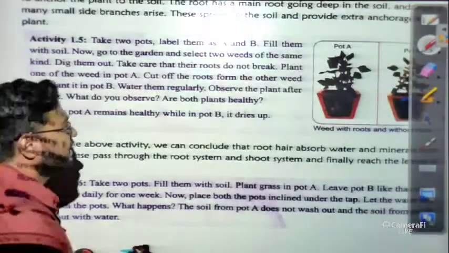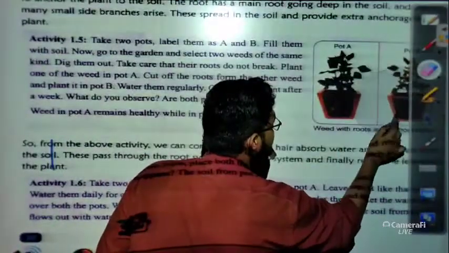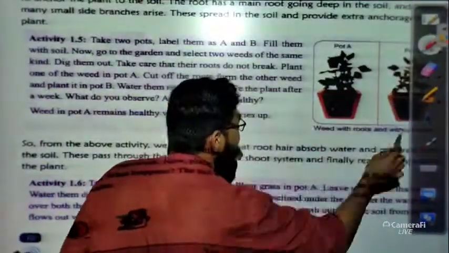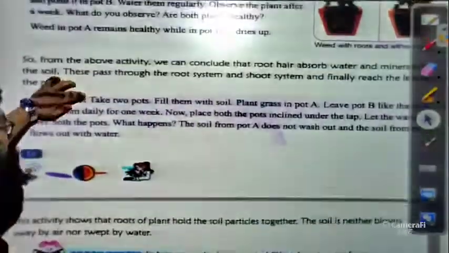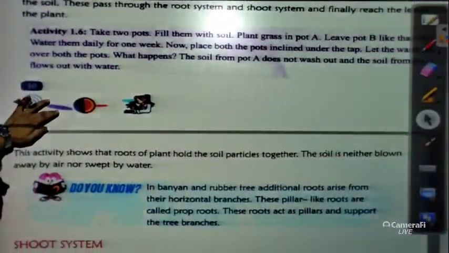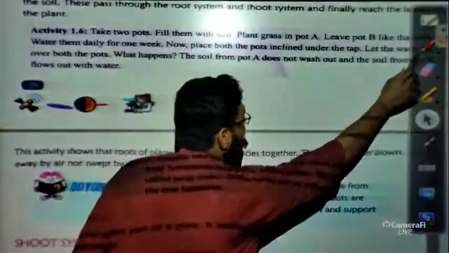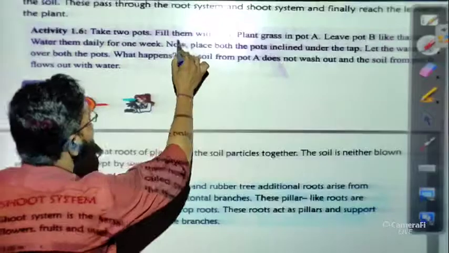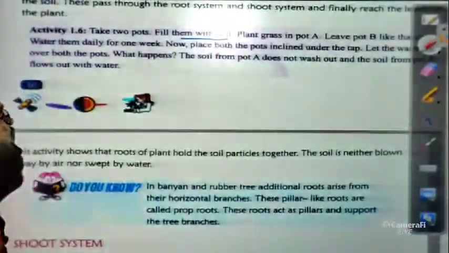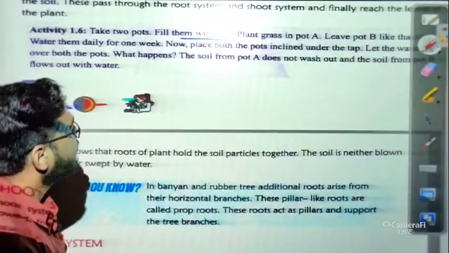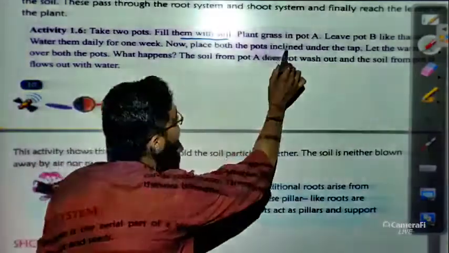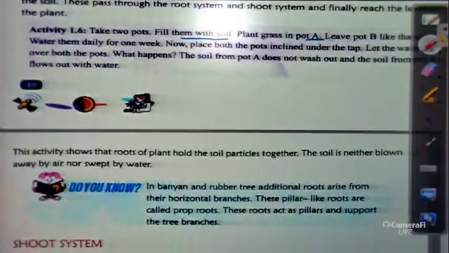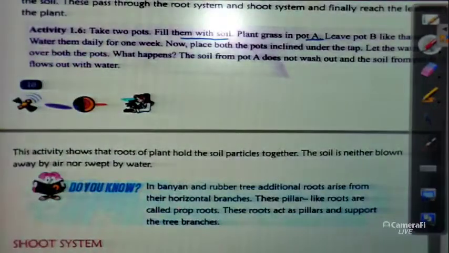So students, if it is clear, let us discuss the next activity. Next activity means activity 1.6, just have a look. Activity 1.6 tells us to take two pots and fill them with soil. Now plant grass in pot A and leave pot B. Like that, only water them daily for a week.